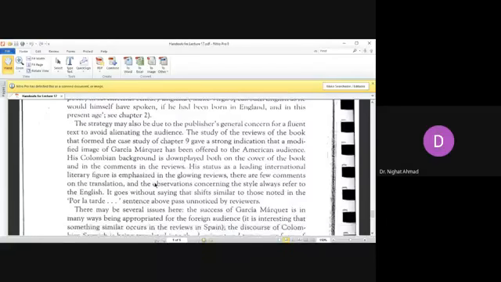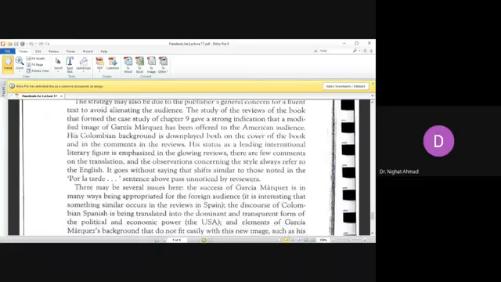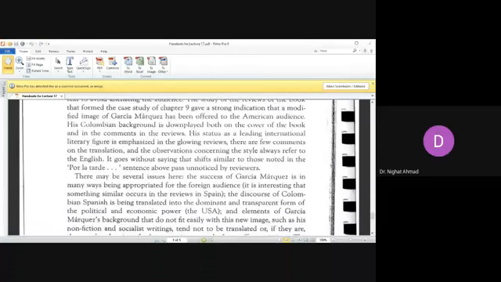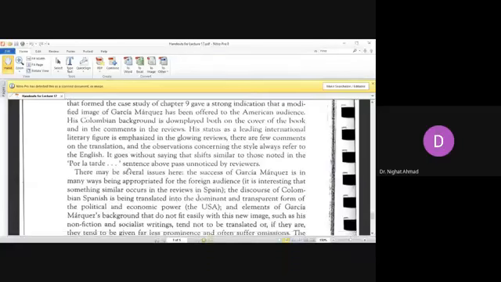So there may be several issues at work here, and the success of Garcia Marquez is in many ways appropriated for the foreign audience. So it is appropriated for the foreign audience that is interested.